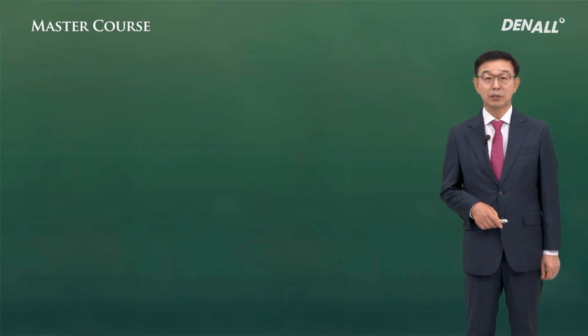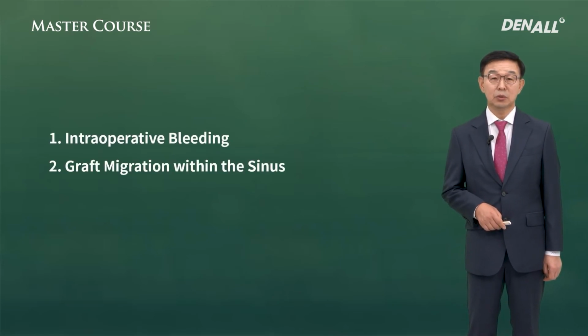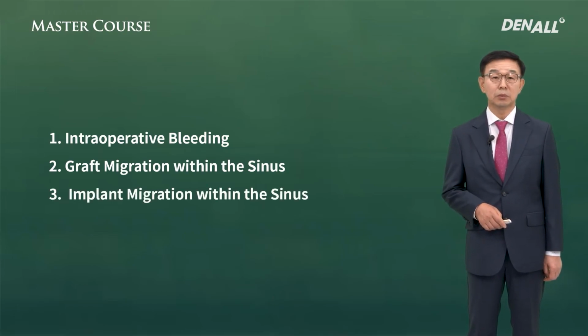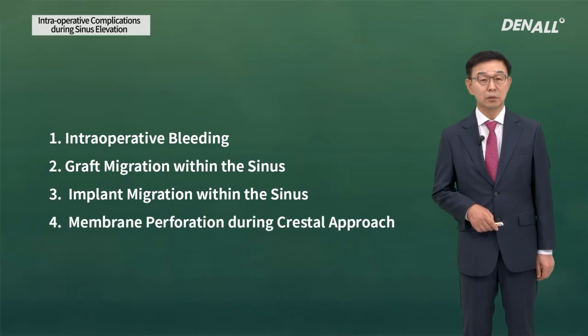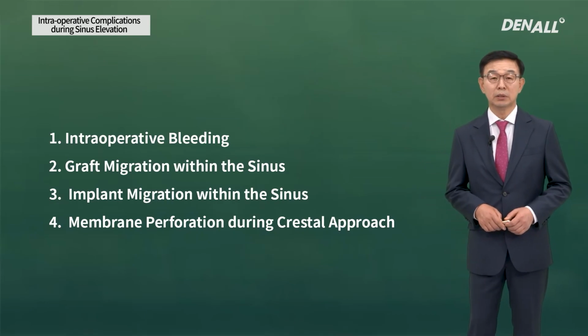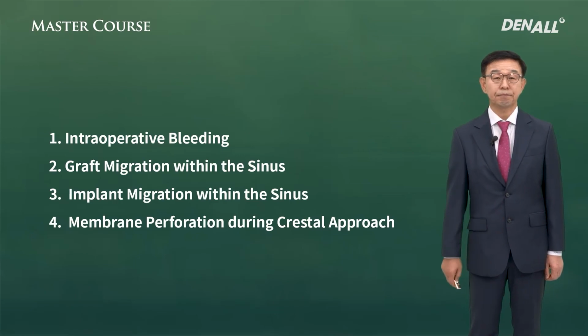During sinus lift, there can be many complications. Most common of those is bleeding. Bone graft can migrate into the sinus, or the implant can fall into the sinus. Recently, with the introduction of CAS kit, when you do crestal approach, membrane perforation can be avoided in most cases. However, during crestal approach, membrane can be perforated, albeit extremely rarely.